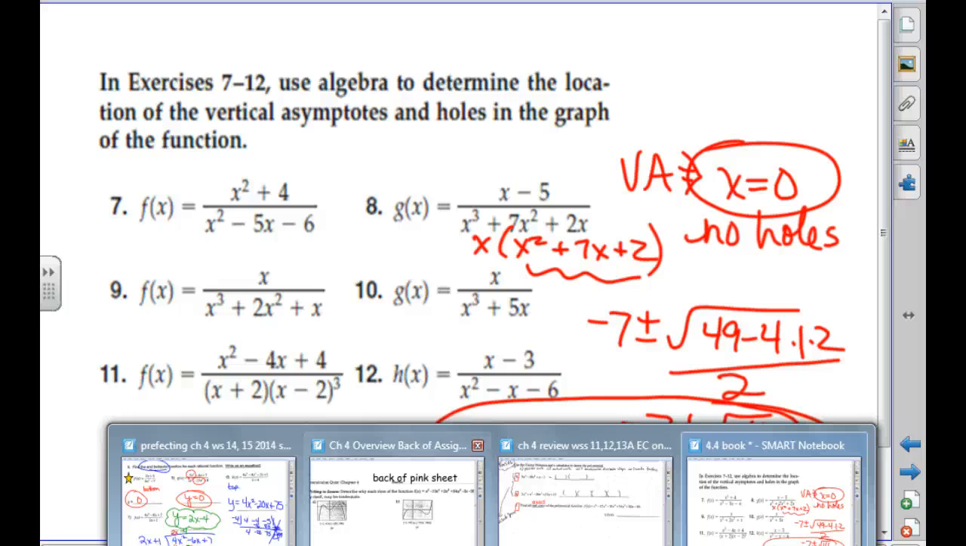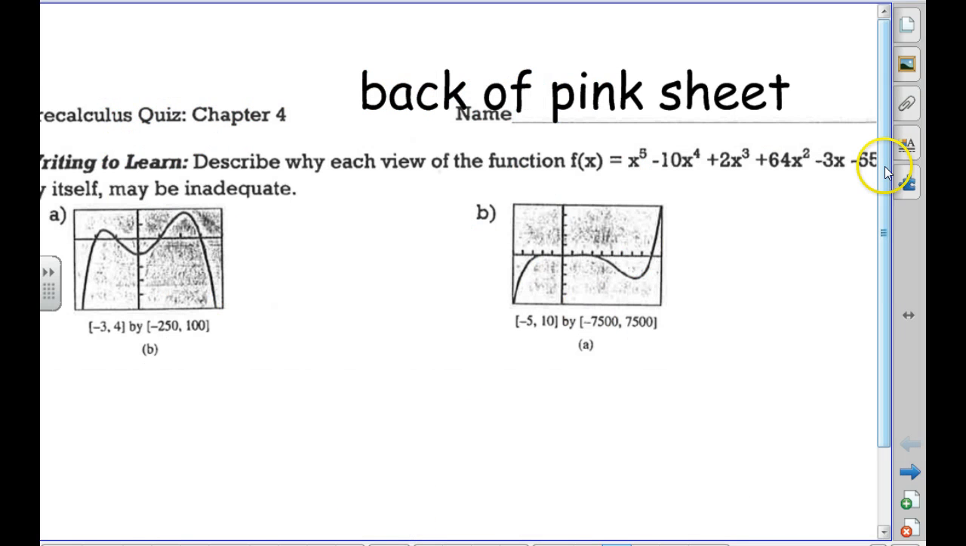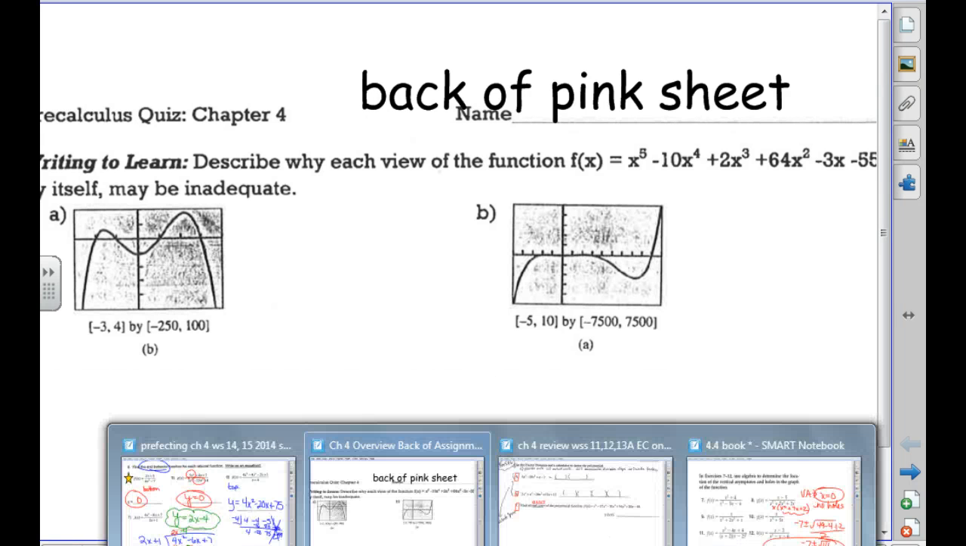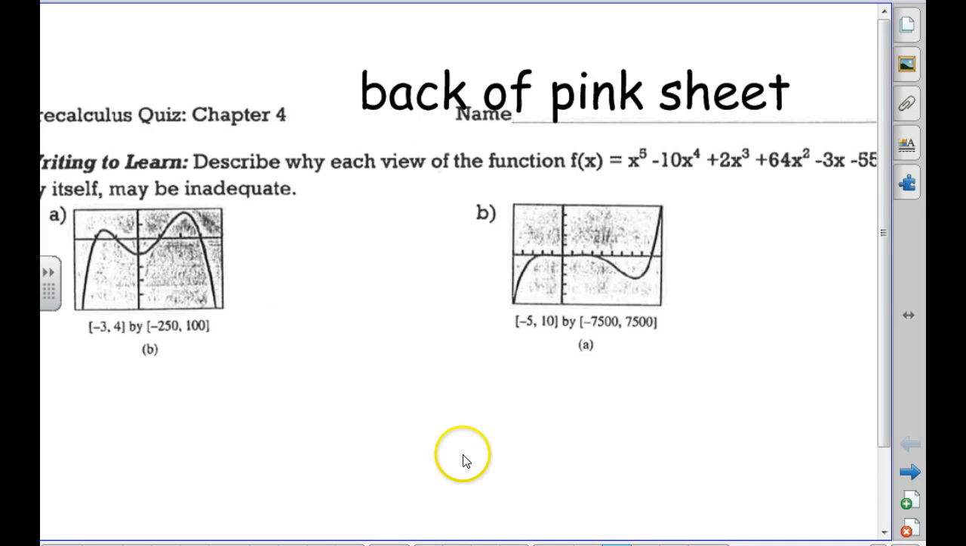What about the back of the pink sheet? Did anybody look at the back of the pink sheet? Brennan? Yeah, I'm still having trouble with number 3 on the back of the pink sheet. Yeah, pink. Okay, I just want to make sure we're talking about the same thing. Are we out at 30 or 35?